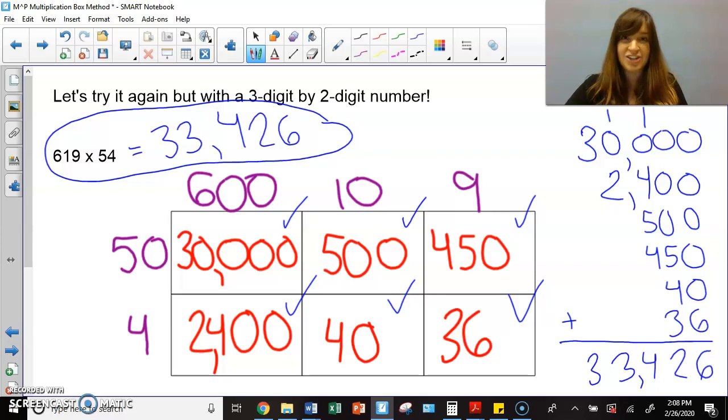So if there's a strategy that works better for you, then use that strategy. You don't have to use the same strategy that everybody else is using. Use what works for you. So the box method is just a different way to solve a multiplication problem. It's not better, it's not worse, it's just a different strategy. And for some people, they're going to prefer it, and some people are not. So I encourage you to give it a try. I encourage you to practice and see which way you like best.